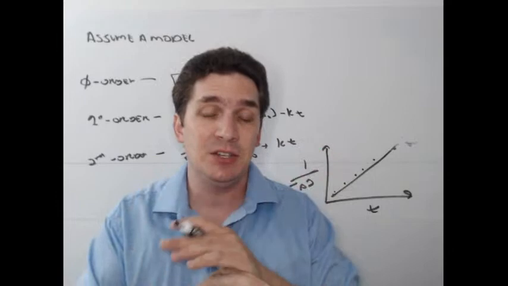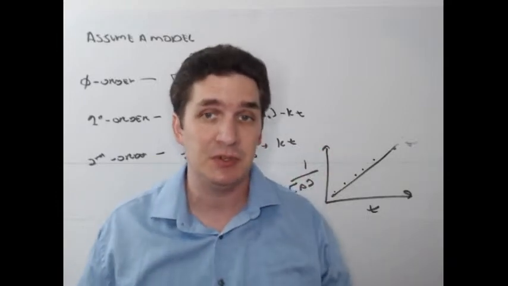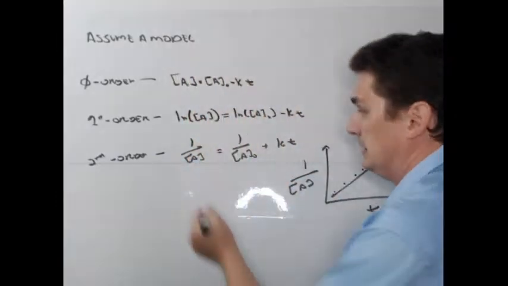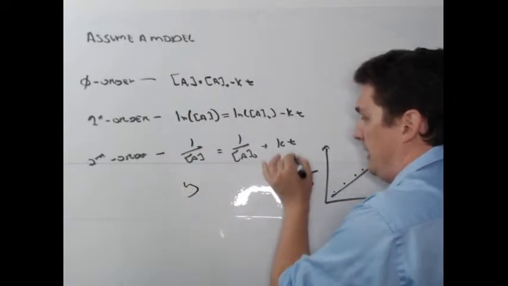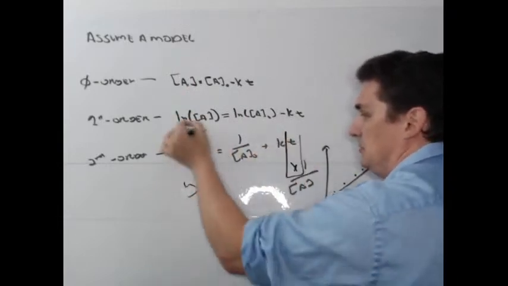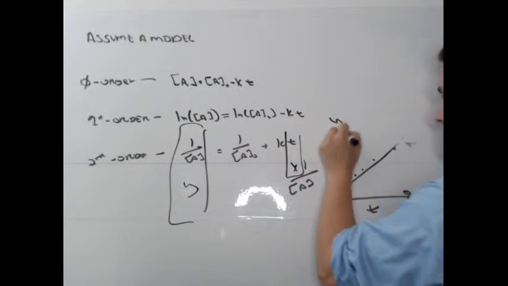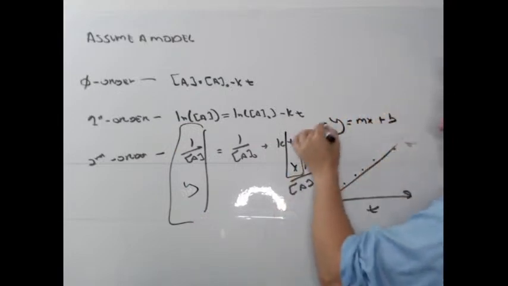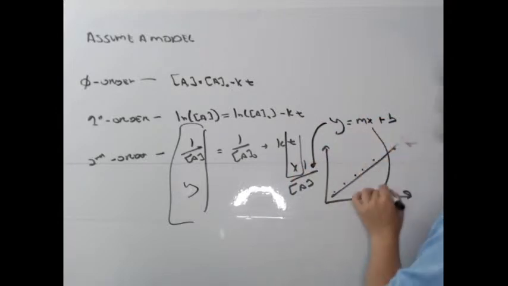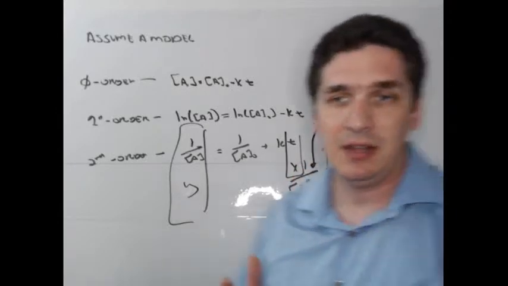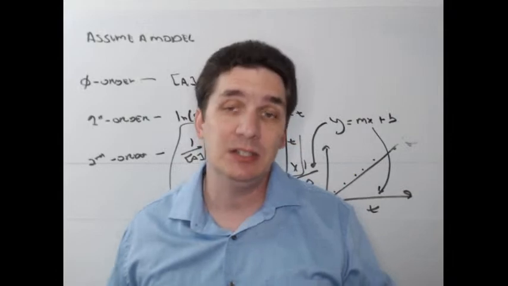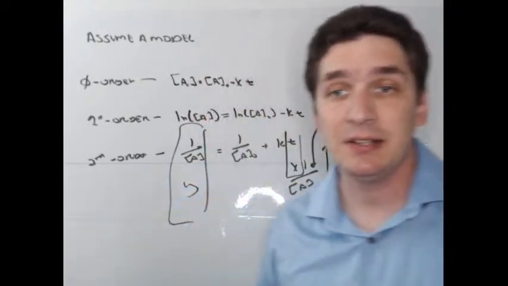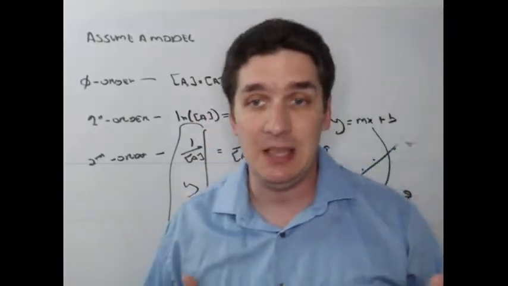And this is not just fitting it to a straight line for the sake of fitting it to a straight line. We know that in this equation, we're going to get some numbers, y equals mx plus b. We know that the y is 1 over concentration and the x is time. So the model not only tells us that it should be linear if it's a second order reaction, it also tells us what the terms in the linear fit mean.